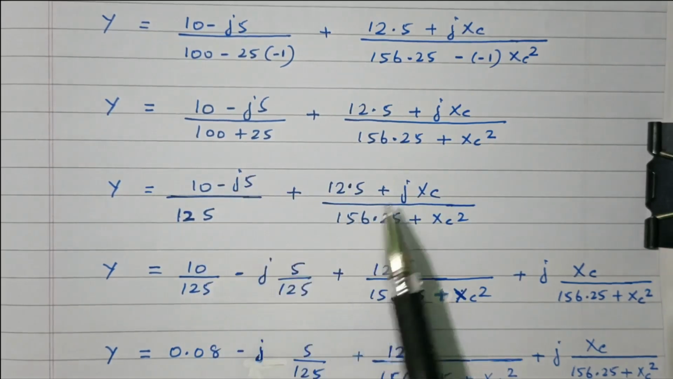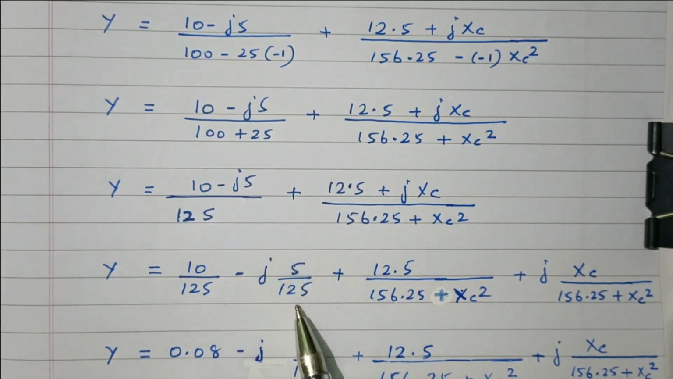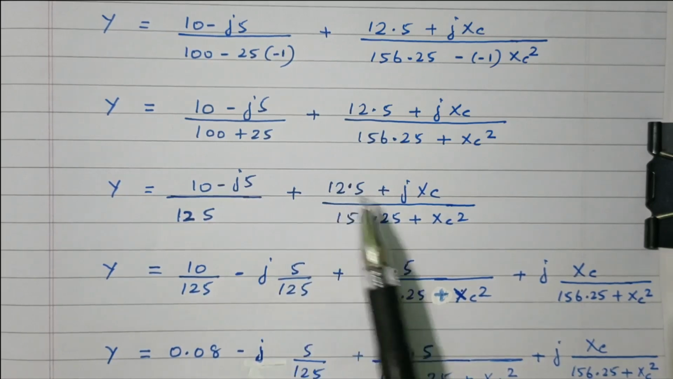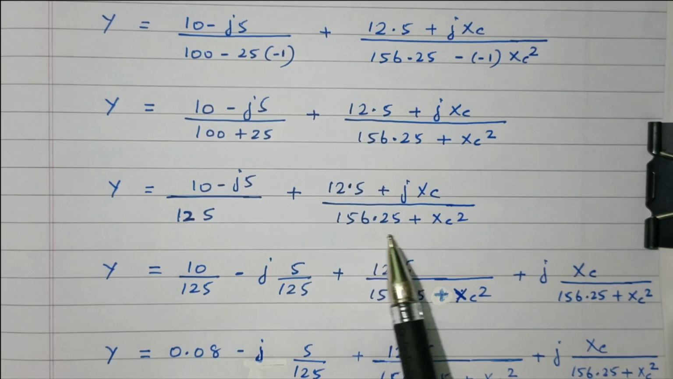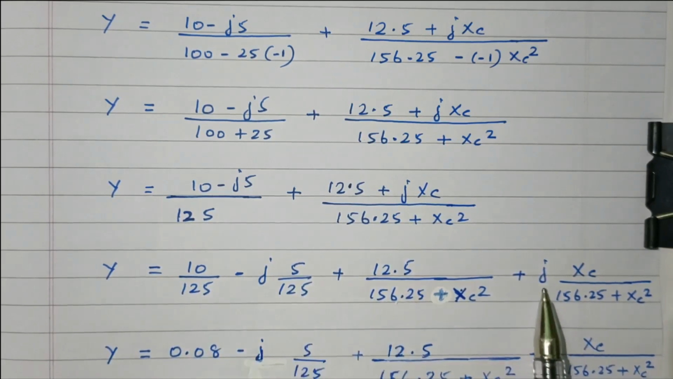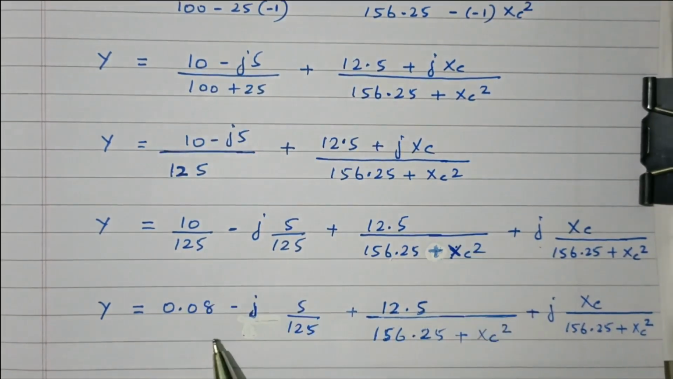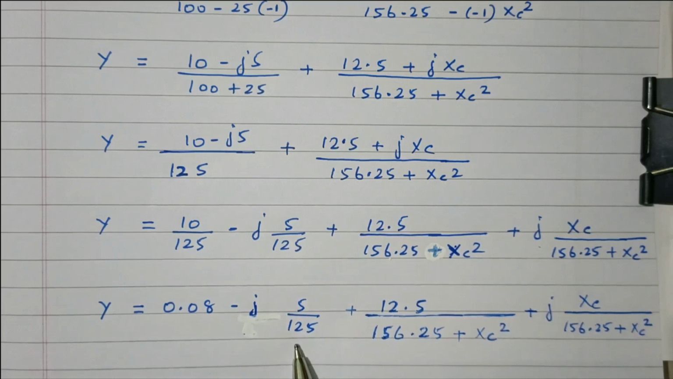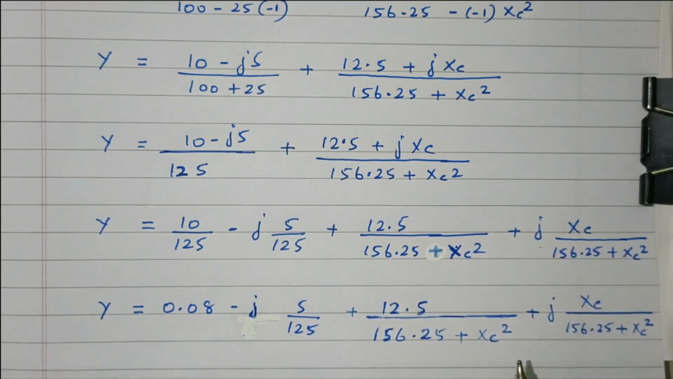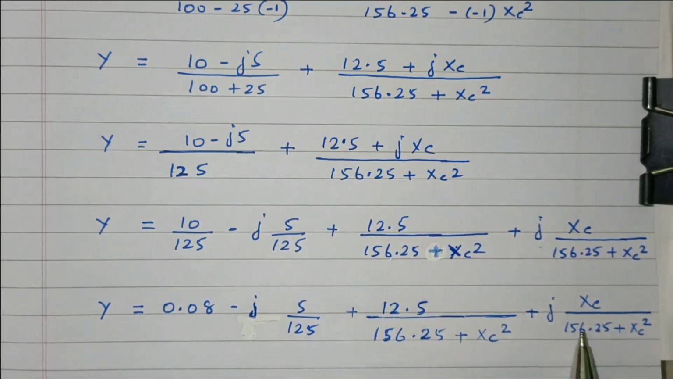Now we'll split the terms. 10 divided by 125, right? Minus j into 5 divided by 125. These terms are split. Similarly, 12.5 divided by this term plus jXc divided by this term. Now we see these two are real terms. The terms containing j are the imaginary terms, that is the reactive part. Right. Now these terms are written separately. That is simplified. 10 divided by 125 is 0.08, minus 5 by 125, plus these two terms are written. Now we'll combine these terms. First term and third term are the real terms. Second and fourth are the imaginary terms.